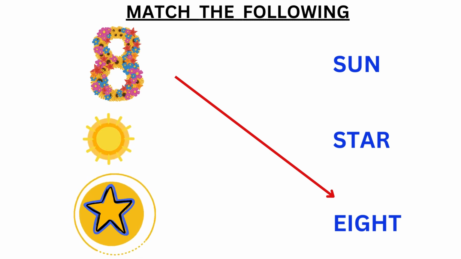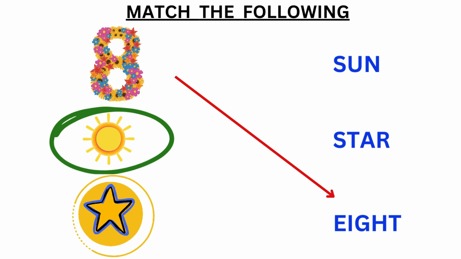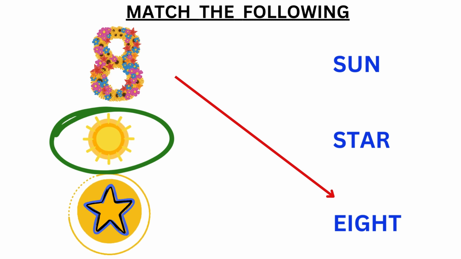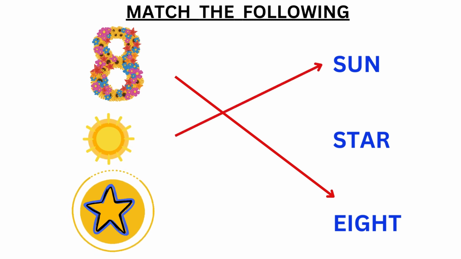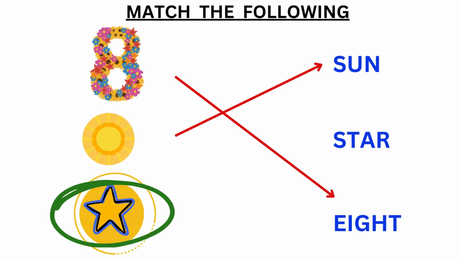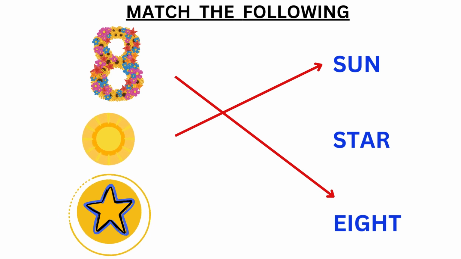Next, there's a bright shining image. It looks like a big ball of fire in the sky during the day. What could it be? It's the sun. Lastly, there's an image of a sparkling object we often see twinkling in the night sky. It's the star.